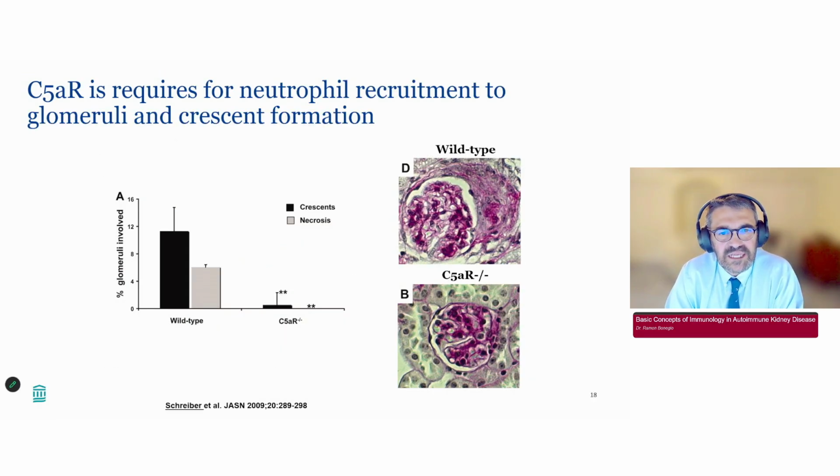Now, it turns out that in animal models of vasculitis, if you inhibit this chemotactic response, if you prevent neutrophils from coming into the area of the inflammation, then you can dramatically reduce how bad the inflammation is. So you see here's one experiment in a mouse model where they knocked out the C5a receptor and glomerular involvement was dramatically reduced, whether you look at crescent formation or necrosis. Next slide.